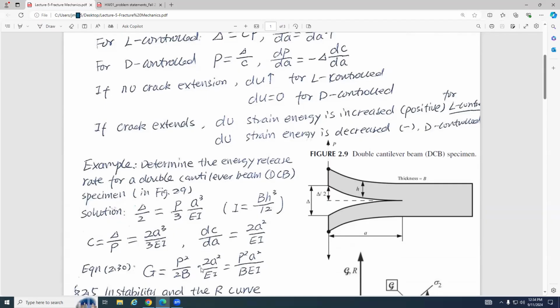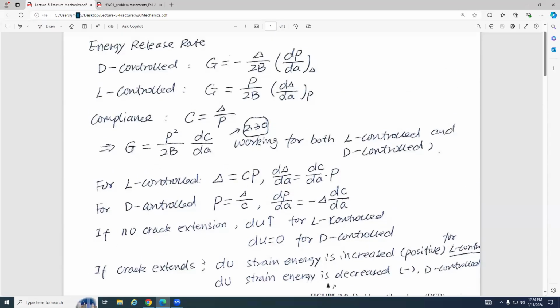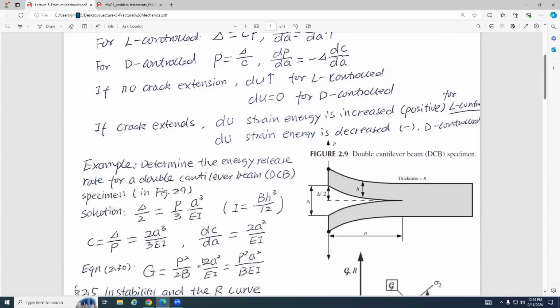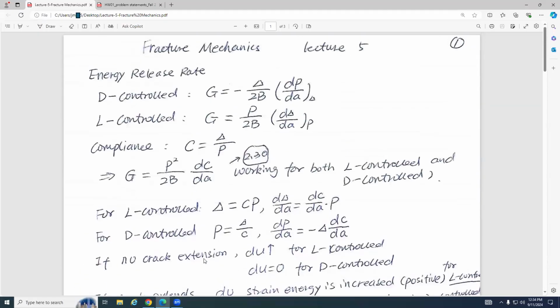How come it's P squared down there, whereas the load controlled is just P? You are right. Just one second. Let's see. Would be.